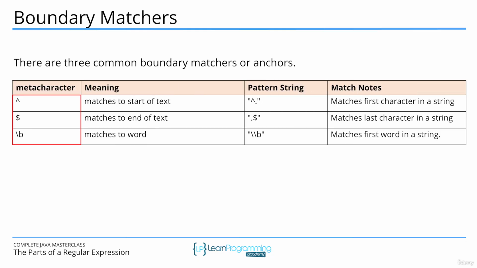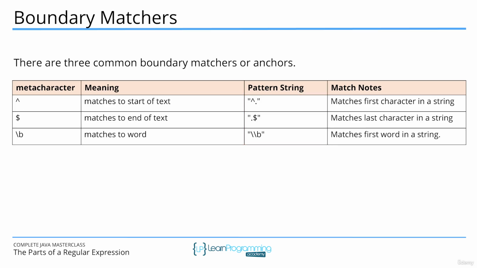There are 3 common boundary matches or anchors. These are the caret, which will match to the beginning of a string of text. The $ sign matches to the end of the text. And \b is a word boundary. Whenever the meta character has a backslash, you'll need to escape the backslash with a second backslash in the Java string literal you use for the pattern. I'll show you this shortly. In the example shown here, any of the words are removed if they start and end at a word boundary.